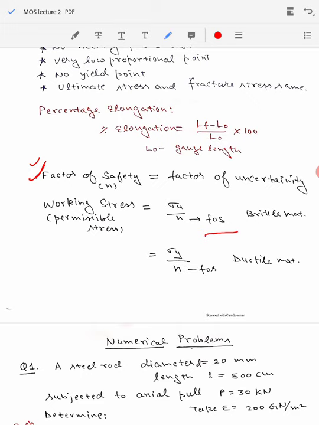This is one criteria. So for a brittle material, we take the sigma u, ultimate stress, as the design criteria. So sigma u by n will be the working stress or permissible stress in order to derive the component's dimension.